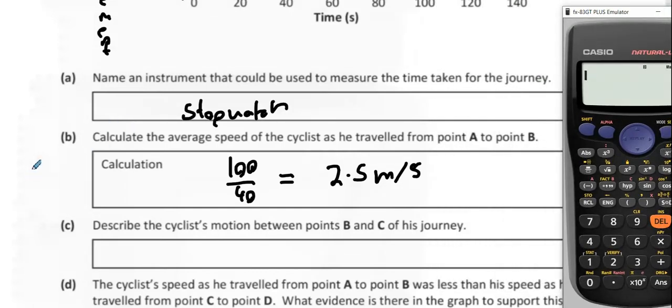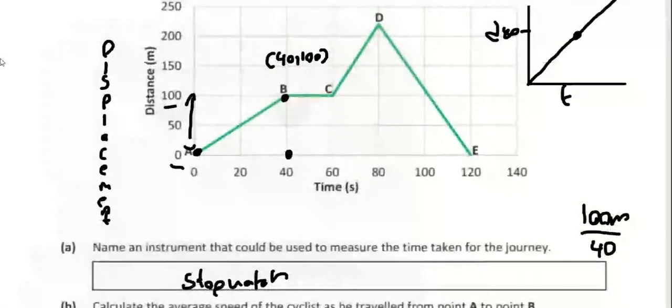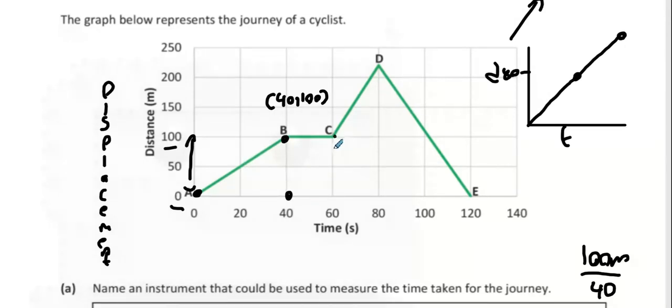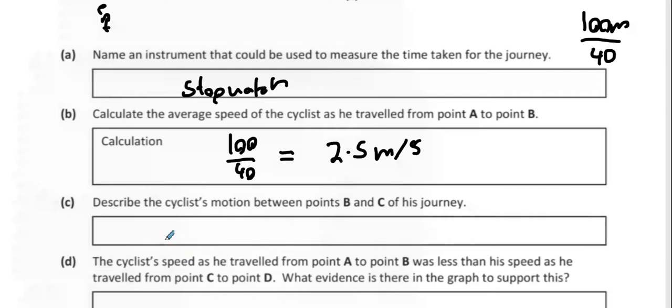So, describe the cyclist motions between B and C on the journey. Well, B and C, he's at 40 seconds, he's traveled 100 meters, and after 60 seconds, he's still 100 meters. Basically means he was stationary for 20 seconds. He didn't move for 20 seconds. Stationary for 20 seconds, or he didn't move for 20 seconds, whichever one you want to say.